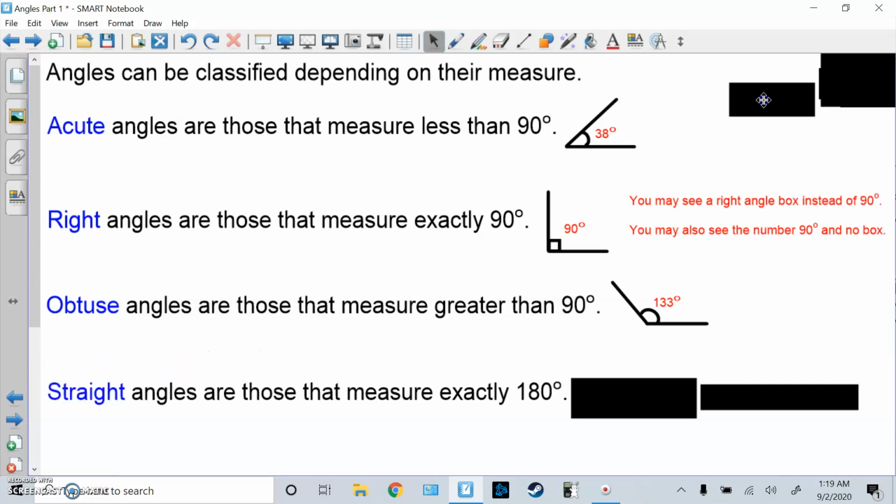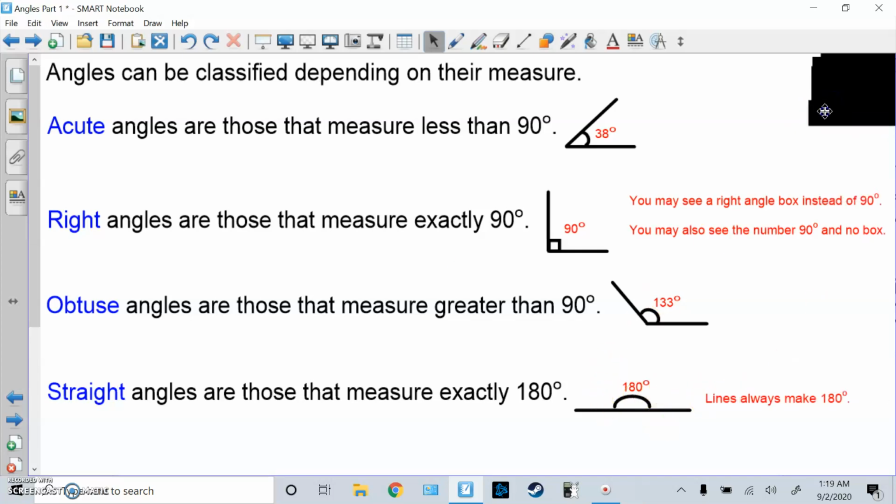And last we have straight angles. Straight angles measure exactly 180. So I kind of do this angle mark, 180 degrees. Notice that lines always make 180 degrees because lines are by definition straight.